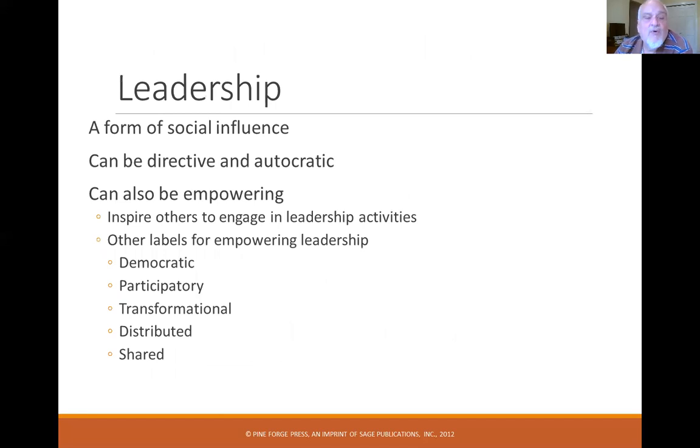Leadership, then, is a form of social influence. It can be directive and autocratic, okay? And we've all had bosses like that. "Do it as I say and do it now." But it can also be empowering. It can inspire people. There are different labels for democratic leadership: democratic, participatory, transformational, distributed, shared. Look for those here. They're really talking about this empowering kind of leadership.